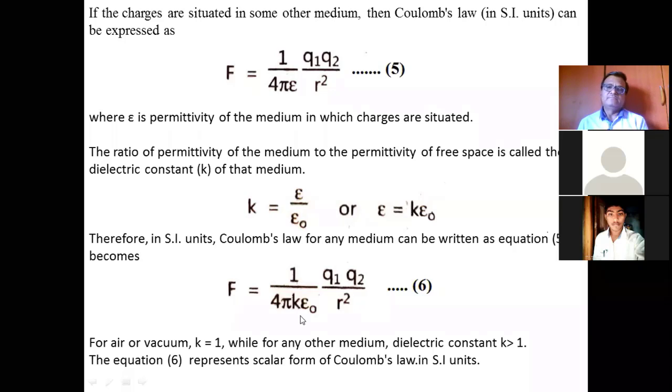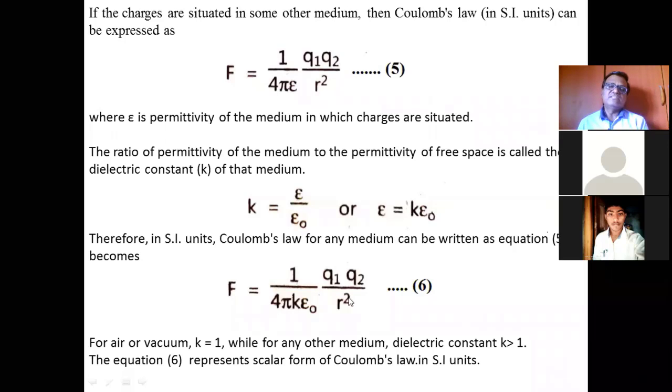If it is any other medium, the value of k is always greater than 1. For air or vacuum, k is always 1, and for any other medium, it may be a water medium, a glycerin medium, or any other medium, the dielectric constant k is always greater than 1. Then this equation is used for any medium. Equation 6 is the general form of Coulomb's law.